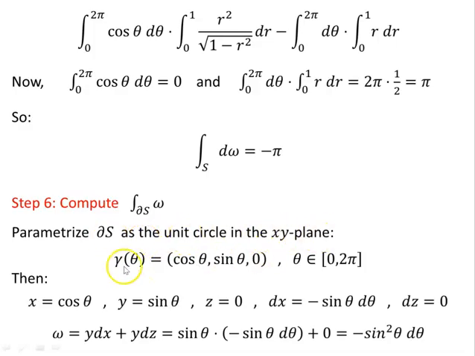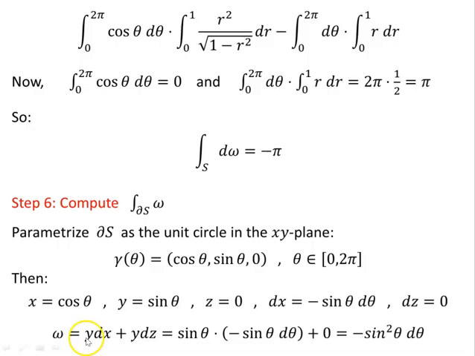Parameterize partial S as a unit circle in the xy plane. So here's the unit circle parameterized as a curve: cos theta, sine theta, phi. Theta is 0 to 2 pi, x is cos theta, y is sine theta, z is 0, dx is minus sine theta d theta, and dz is 0.